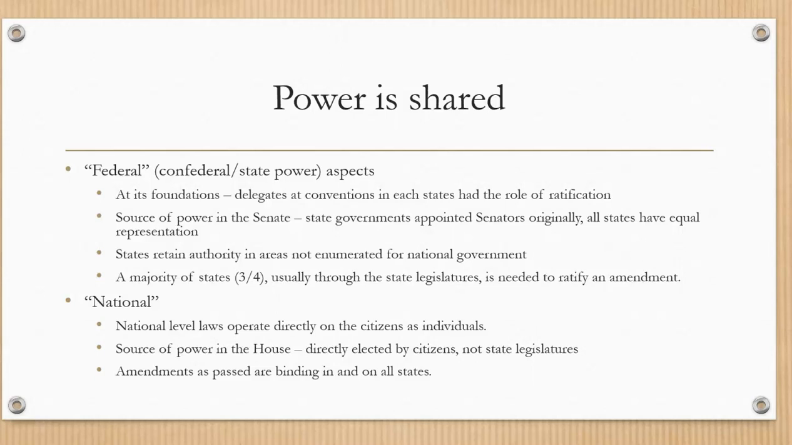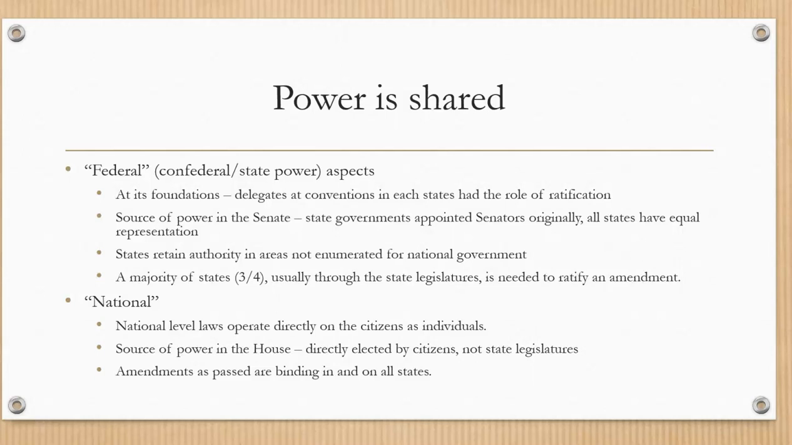And then finally, 3/4 of the states were required to ratify an amendment. So if there's a change made to the Constitution, that's got to go through the states. The Congress can't just start putting amendments in. It has to be ratified by a very large number, 3/4, 75% of the states, to get that amendment ratified. So these are all ways that we see state power that is important and is prioritized in the Constitution.